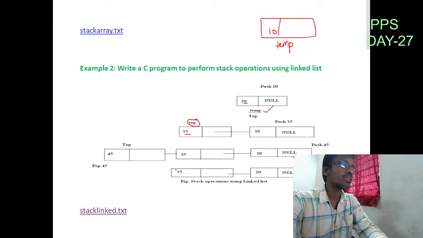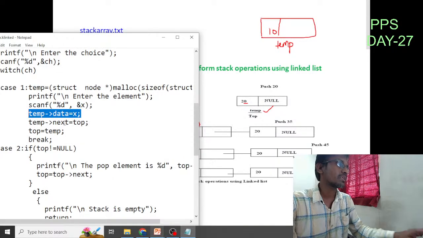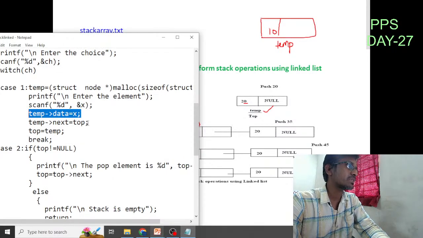After that, what do you do? temp points to next is equal to top. In this example, I have only one node in my stack. I hope you understand what I'm saying. I have only one node in my linked list, so this line is not going to execute.